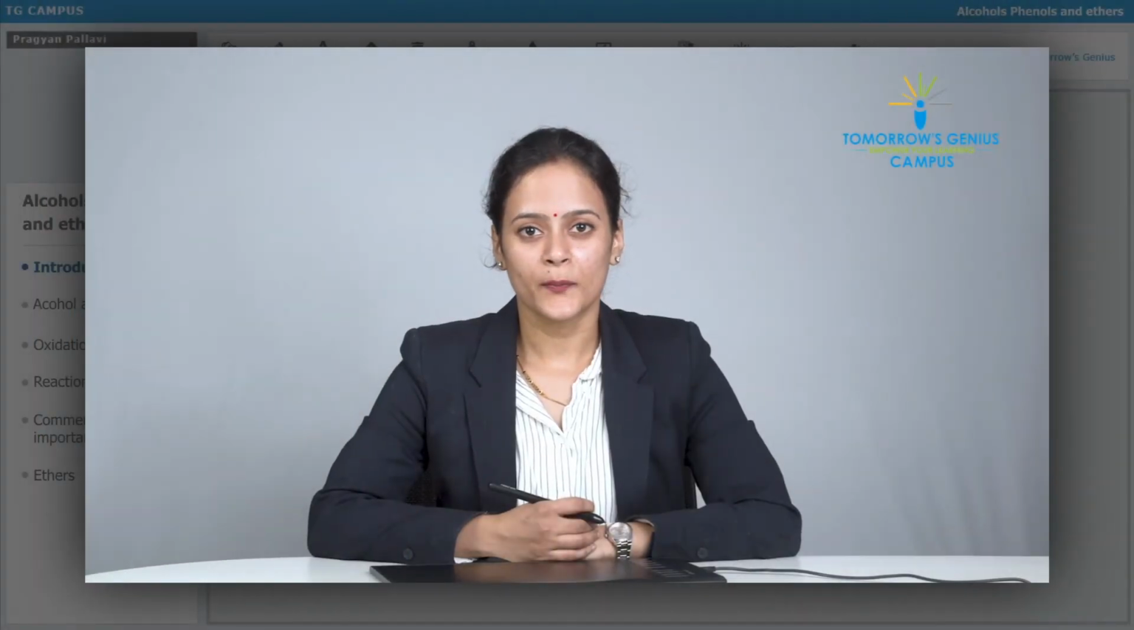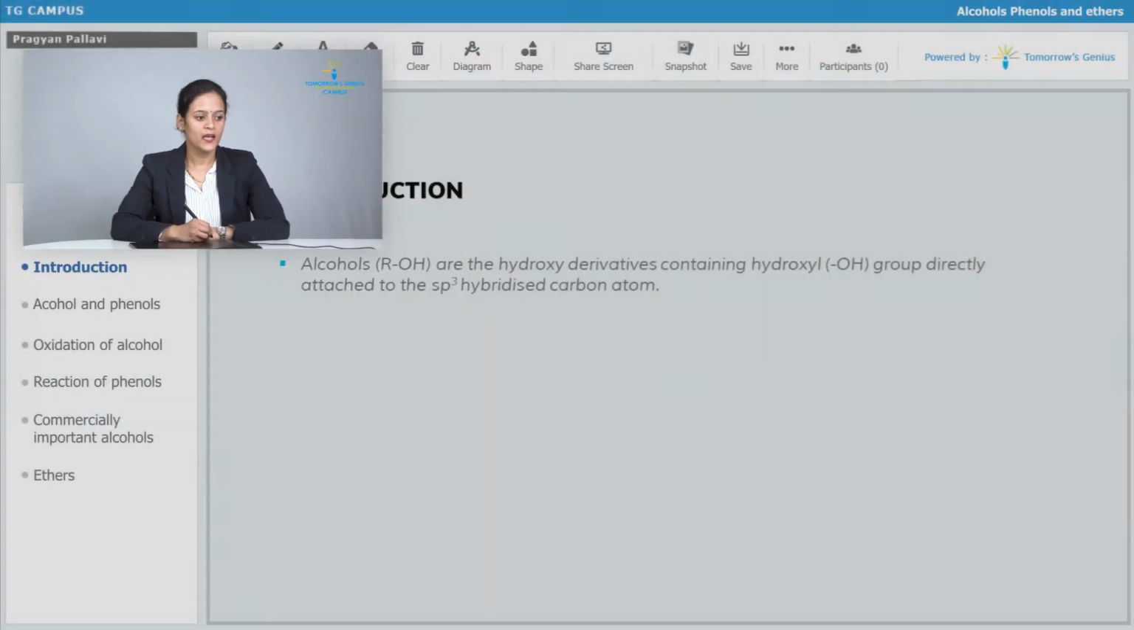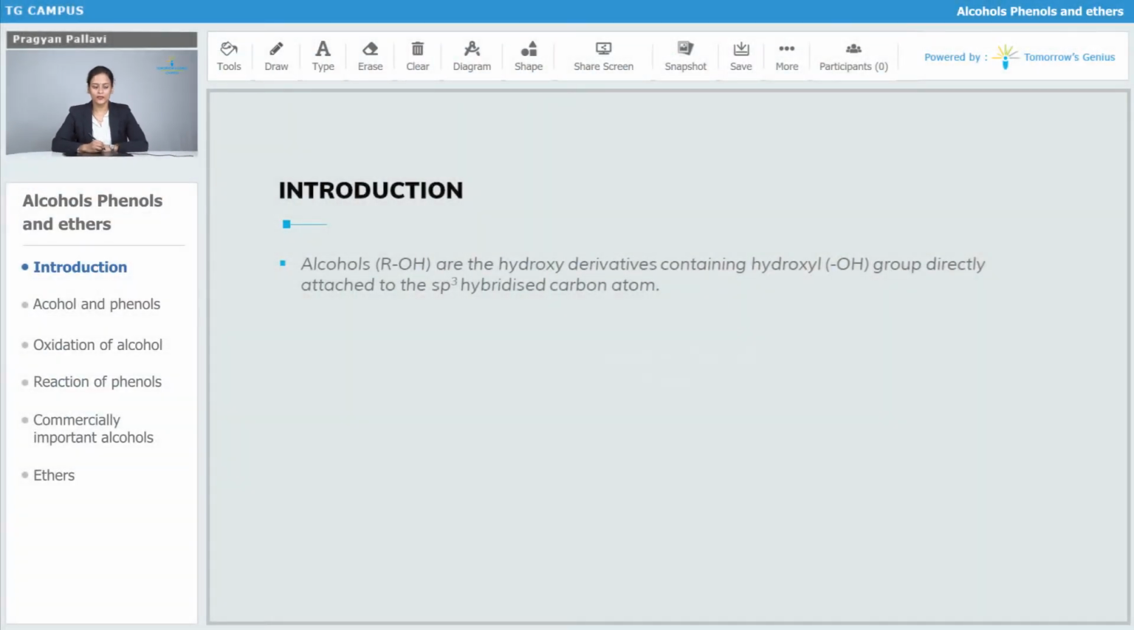Hello, let's start the chapter Alcohol, Phenols and Ethers. In alcohol, the functional group is the hydroxyl group, which is OH, and in the case of alcohol, it is directly attached to the carbon which is sp3 hybridized. So if we write it as ROH, this R is sp3 hybridized carbon. In the case of phenol, we again have the hydroxyl group as the functional group. The only difference is that here this OH is attached to the carbon which is sp2 hybridized.